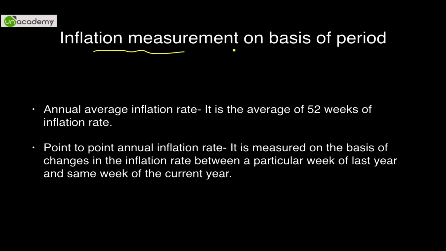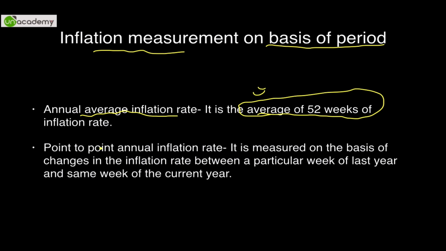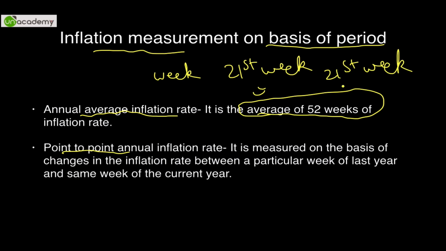Basically, inflation measurement is done on the basis of some period. Either it can be an annual basis, that is, it will be taken as an average of 52 weeks. Yeah, every year has 52 weeks. Or it can be point to point. So, for example, let's say this particular week is the 21st week of the year. Last year's 21st week will be taken into account, and then you will be comparing both of them, and then the inflation can be calculated. This is called the point to point annual inflation rate calculation.